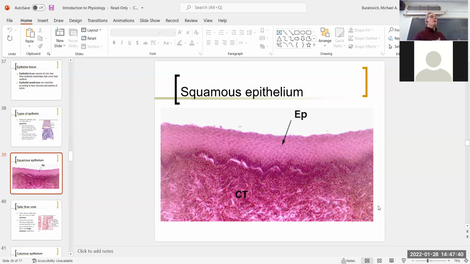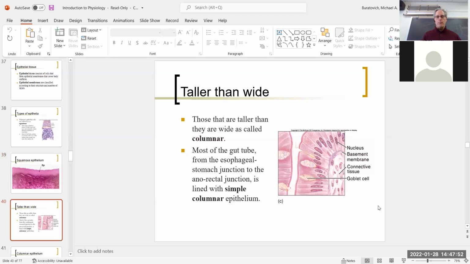So skin undergoes shear forces. It is a squamous epithelium. Squamous epithelia can be simple, that is one layer, or they can be stratified like you see in skin. Now, if the cells are taller than they are wide, then they are like columns. So they're columnar.